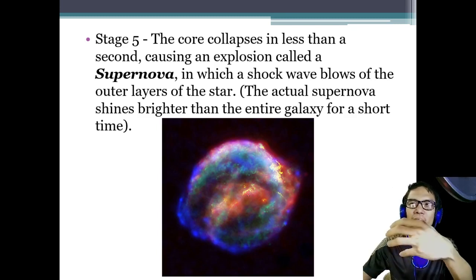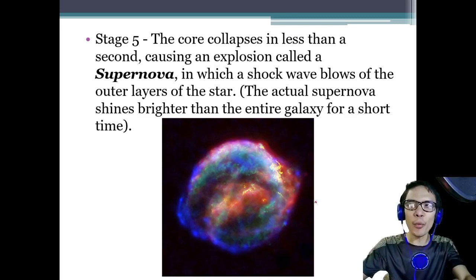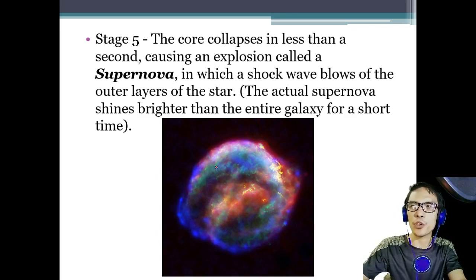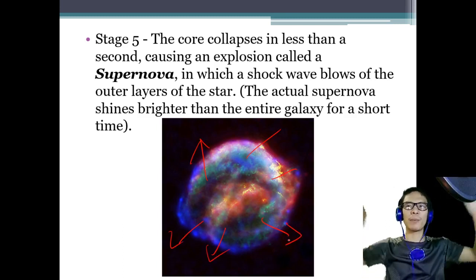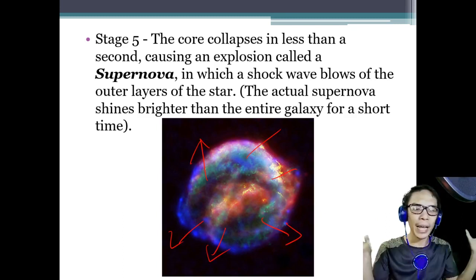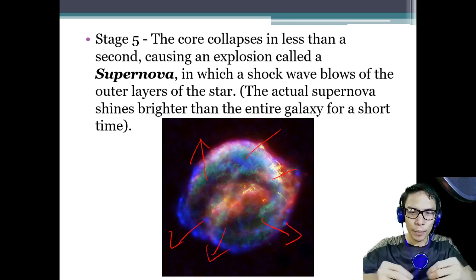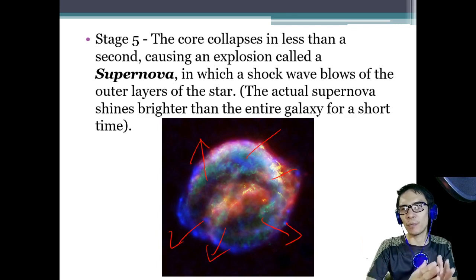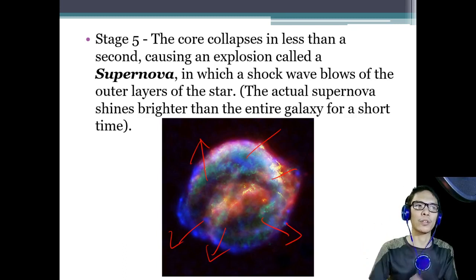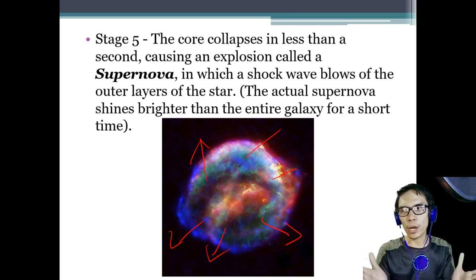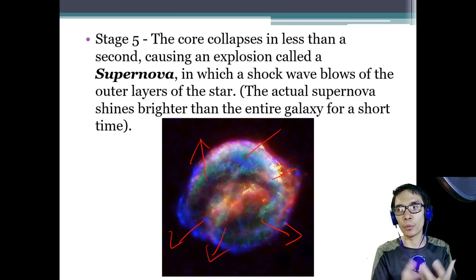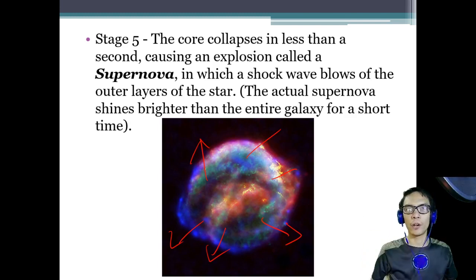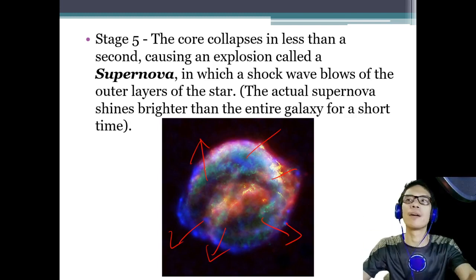The shockwave of the explosion blows all the material away from the core, so it scatters all the material, the iron, all the elements, away from the center of this explosion. That's the reason why our sun was born, and some planets are also born in this way. So that's the supernova.